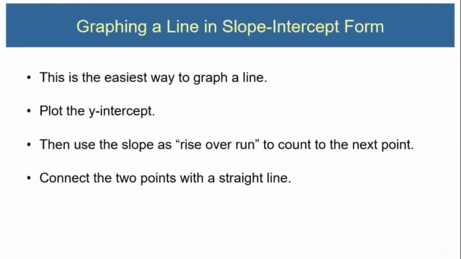And now we're going to practice graphing a line that's in slope-intercept form. This is exactly the same procedure that we did a few problems back when we were given a point and a slope. It's the same procedure, it's just that now the point that we know will always be the y-intercept. So this is the easiest way to graph a line because it doesn't require any calculating or any formulas or anything. If you've got the line in slope-intercept form, you're going to plot the y-intercept and then use the slope as rise over run to get to the next point and connect the 2 points with a straight line.